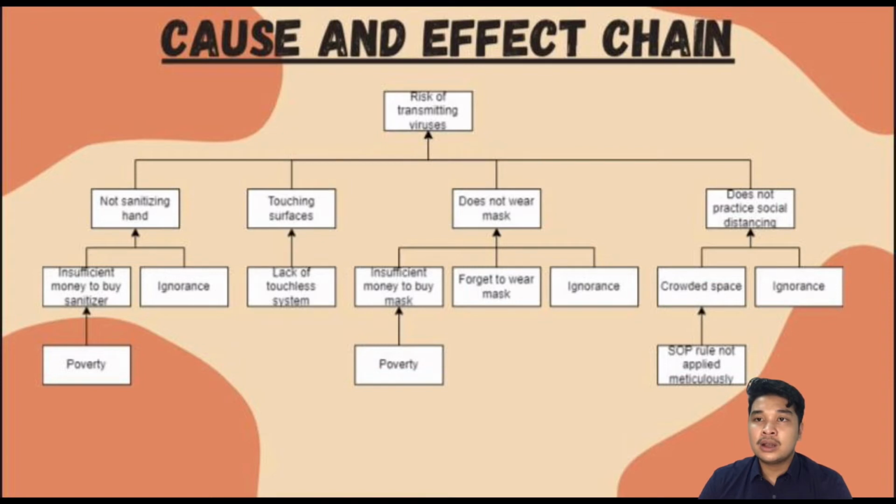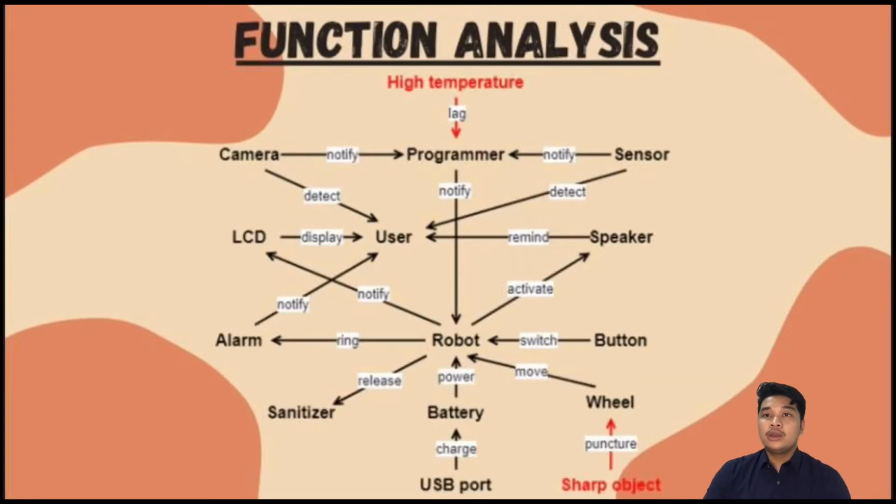And finally, the risk of transmitting virus is caused by not practicing social distancing, which is also caused by crowded spaces, and which is also caused by SOP rule not applied meticulously. And the other reason for not practicing social distancing is ignorance.